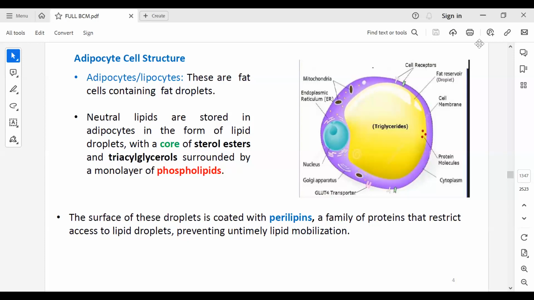So the adipocyte cell structure will have, just like other cells, some receptors on the cell. It will have a few mitochondria, the nucleus, and some GLUT transporters because it needs glucose to be converted into fatty acids and triglycerides, and it has this triglyceride storage.